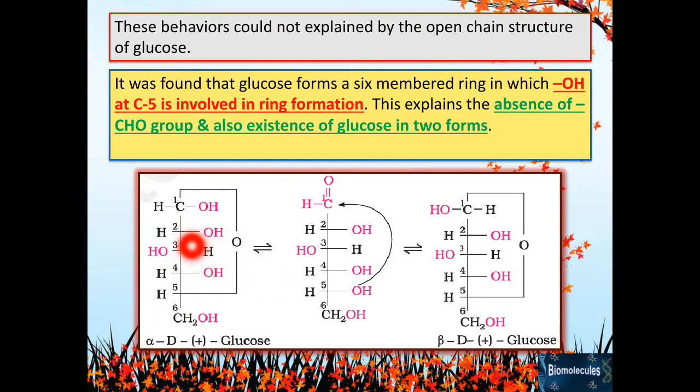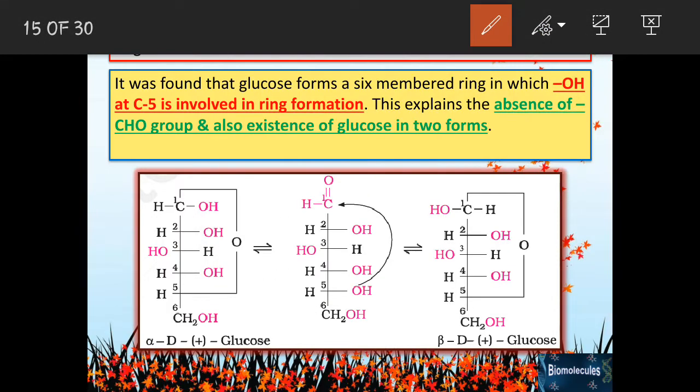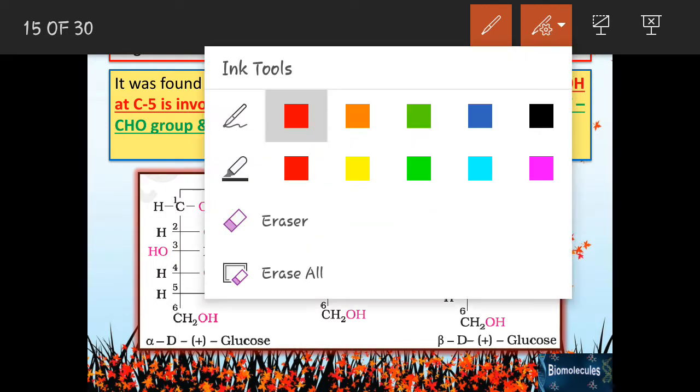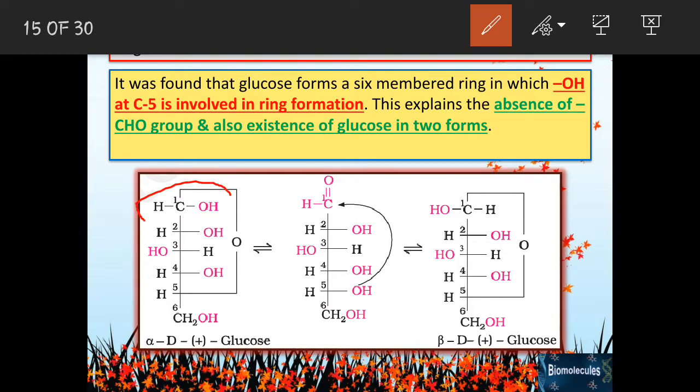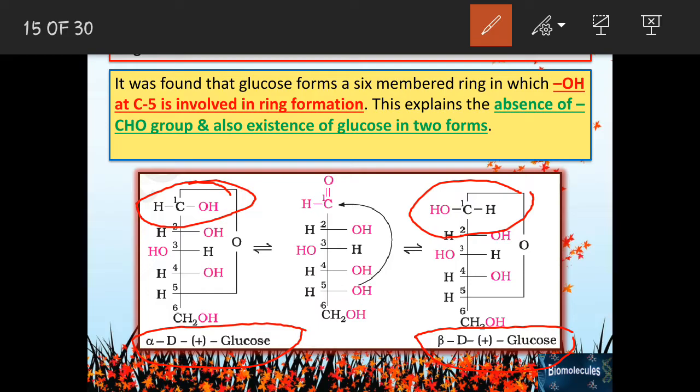These structures are called Fischer structures. So we have two types of structures here. Can you see this structure and this structure? What's the difference between these two? It is the position of H and OH at carbon number 1. In this molecule, the hydroxyl group is present on the right side, whereas in this molecule, the hydroxyl group is present on the left side. So these are the differences between these two forms, and this form is called alpha D plus glucose, whereas this form is called beta D plus glucose.